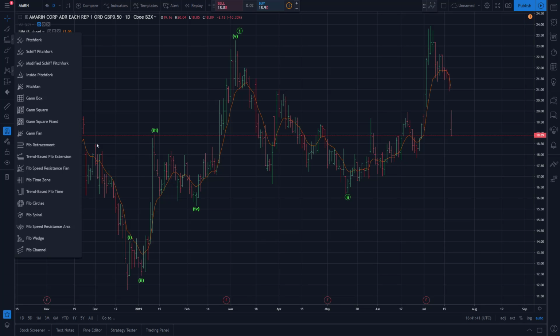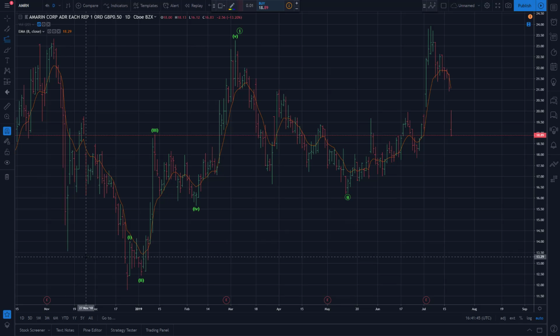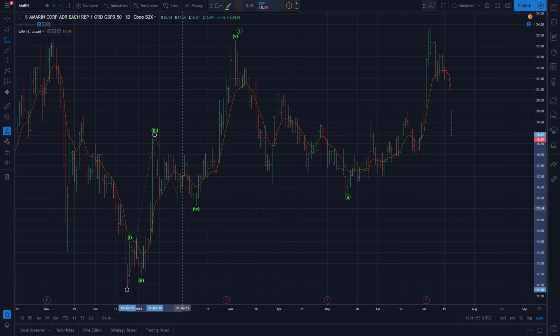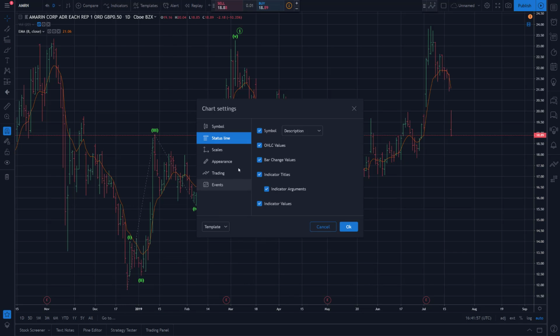But also, wave 5 also has a relationship between wave 1 and 3. So I'll take the distance traveled in waves 1 through 3, projected off of the termination point of wave 4, and then, let's see here.